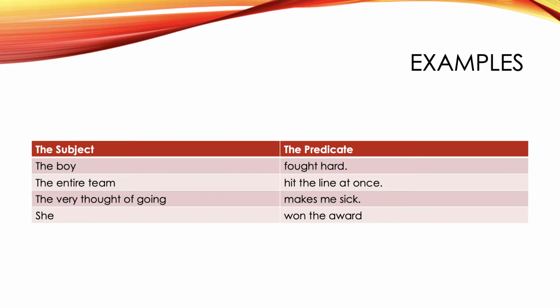Here's an example. In this one, the subject is the boy, and the predicate is fought hard. So the sentence would be, the boy fought hard. Or, the entire team hit the line at once. Or, the very thought of going makes me sick. In that case, the subject is that whole phrase, the very thought of going. And what happens is makes me sick. Or the subject is she, and the predicate is won the award.